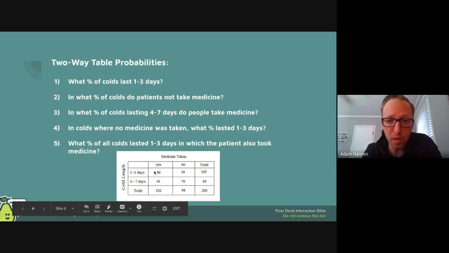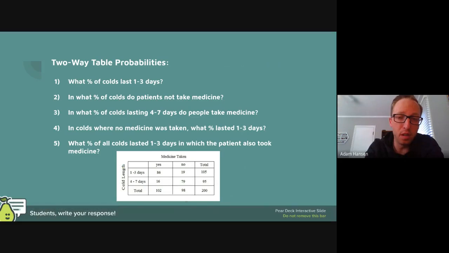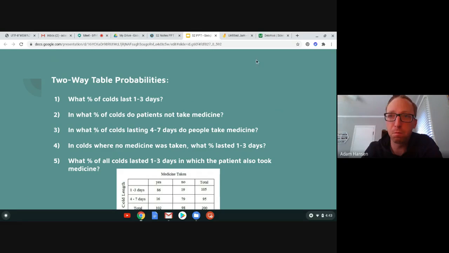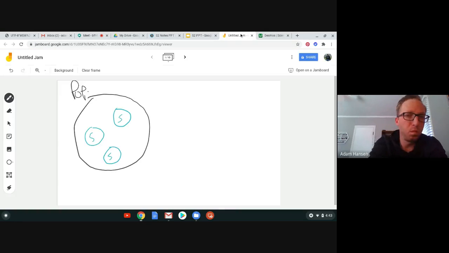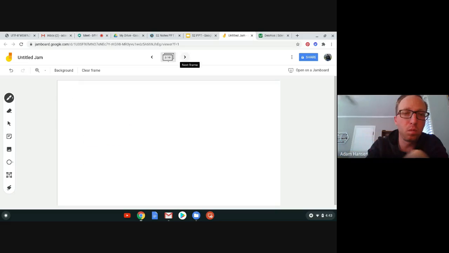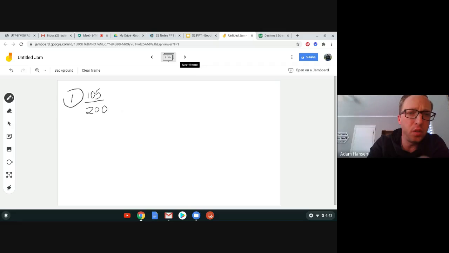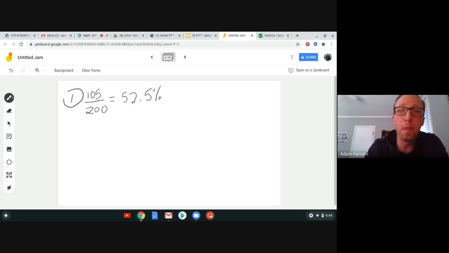1 to 3 days, that would be the top row. So in total, there were 105 colds out of the 200 grand total that lasted between 1 to 3 days. So 105 out of 200. As a percent, that would be 52.5%. 52.5% of our sample had a cold that lasted between 1 and 3 days.